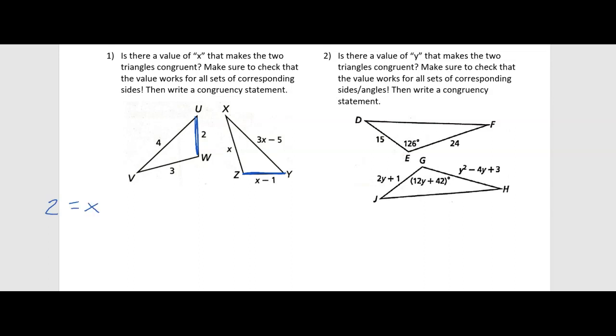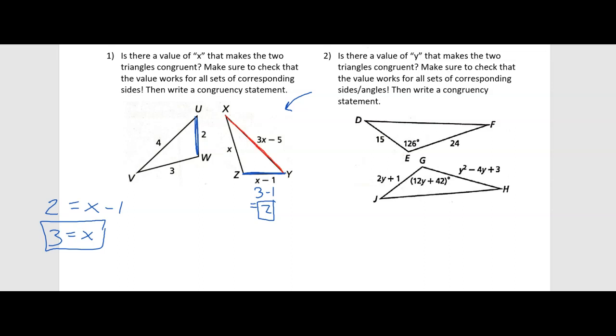So I have 2 is equal to x minus 1. Add 1 to both sides, I get 3 is equal to x. So let's assume that x equals 3 and see if the sides over here will all be the same as the sides from triangle UVW. Well, if x is equal to 3, then I have 3 minus 1 is equal to 2. Okay, checks out for that side. But we knew that because those are the 2 sides we set equal to each other.